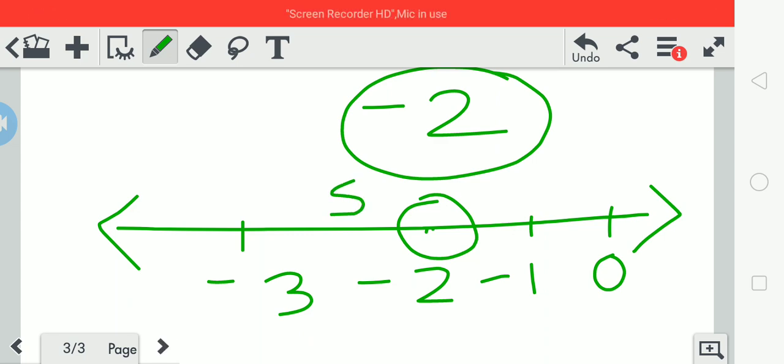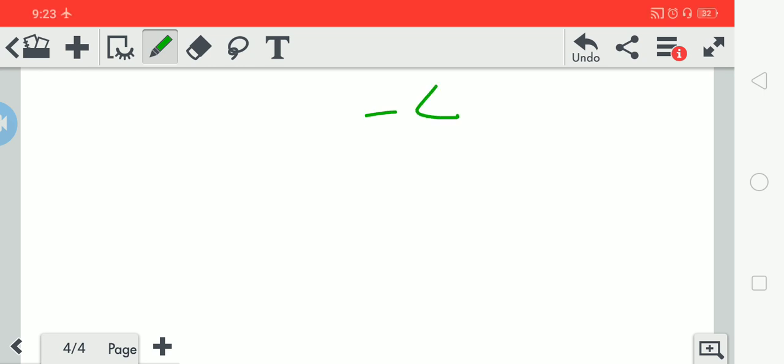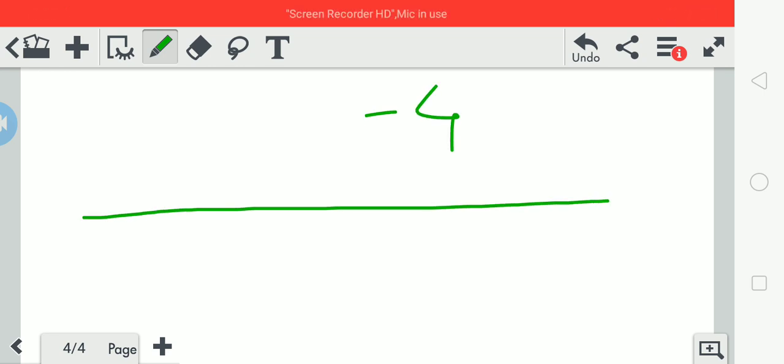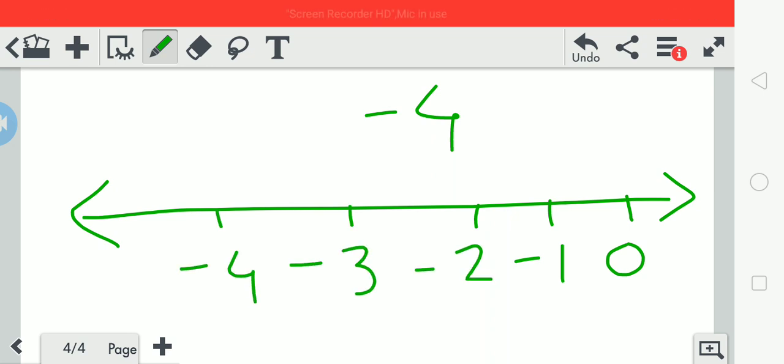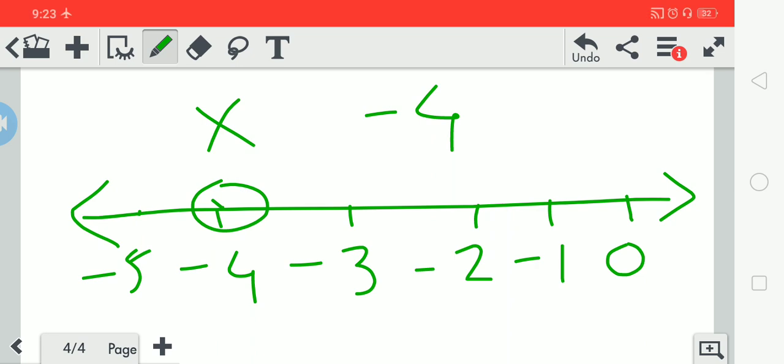Let's take another example. Suppose you have to show the minus 4 on the number line. So draw one number line, negative side, start from 0, minus 1, minus 2, minus 3, minus 4, minus 5. Count 0, minus 1, minus 2, minus 3 and minus 4. Here you will get the minus 4. You can assign any alphabet, say X. In this way you can draw the number line with given numbers.